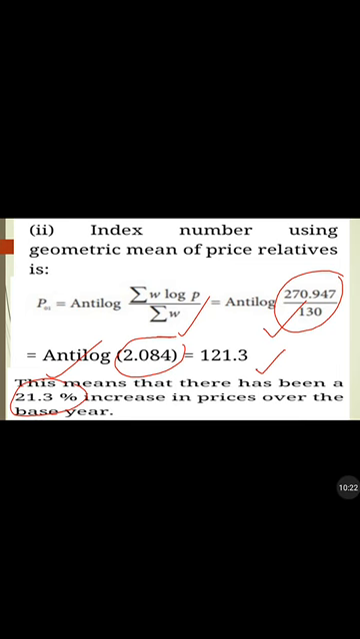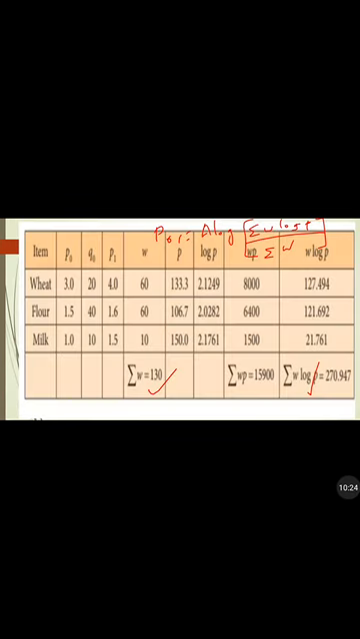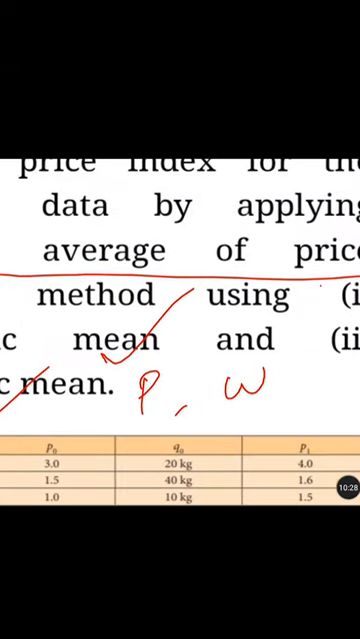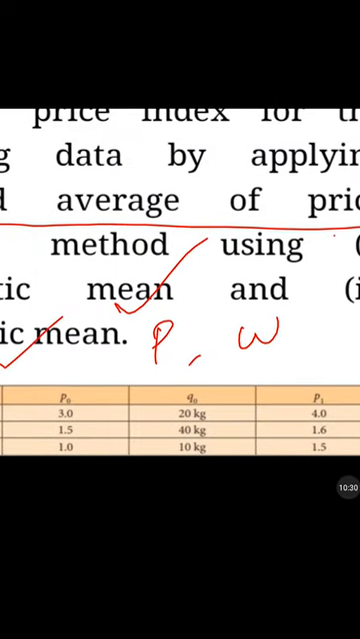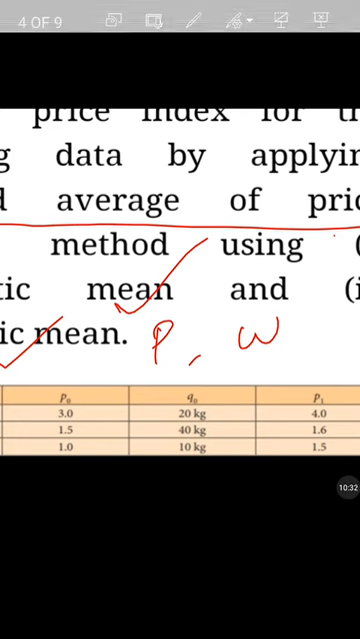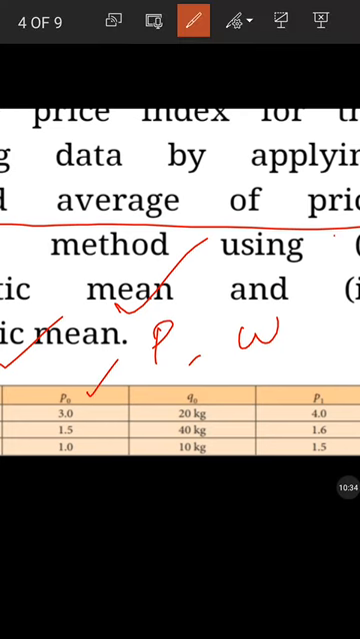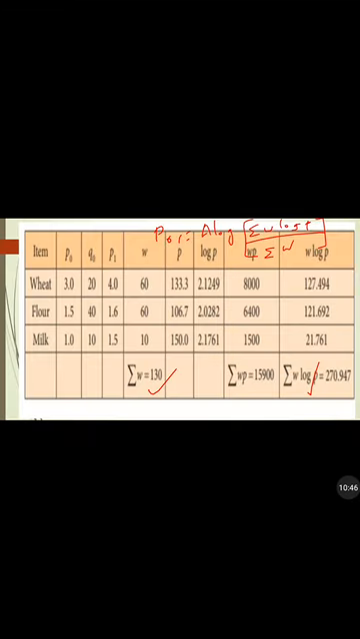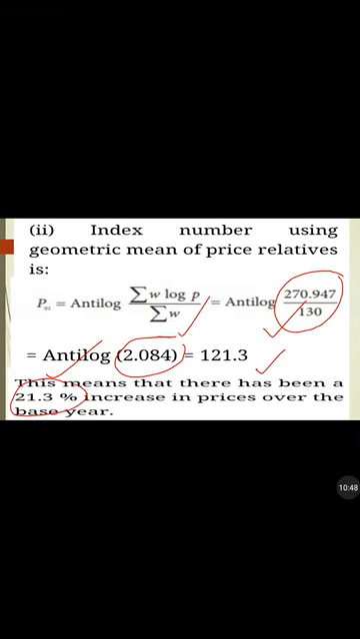So what are the 2 years that we have taken here? Just move on to the question and see this. P0 is the base year and P1 is the current year. So between the base year price and the P1 price, there is an increase of over 20 percent, which is our conclusion. I hope you all understood how to calculate arithmetic mean and geometric mean.